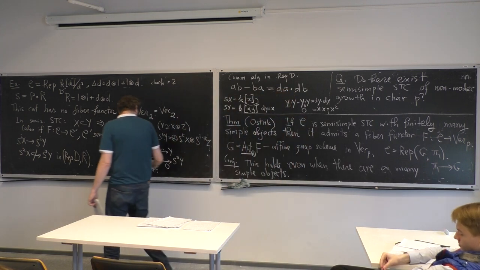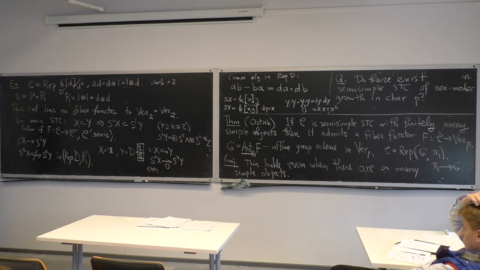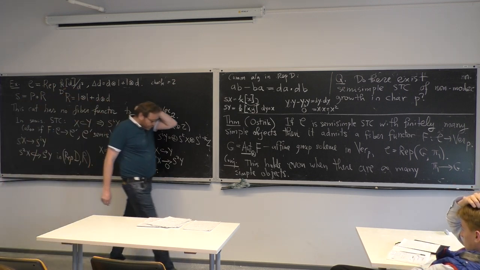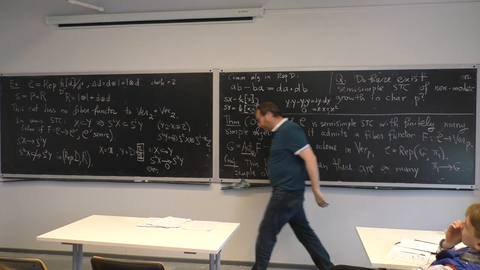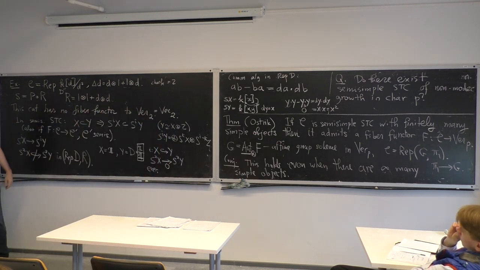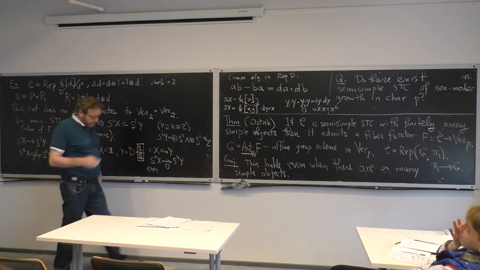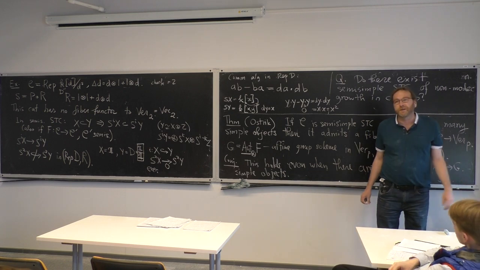And so this is basically a solution to this exercise. So this is a counterexample in characteristic 2. And actually, when my student found it, we realized that it was for a good reason, because actually this category is a form over a field of characteristic 2 of super vector spaces.